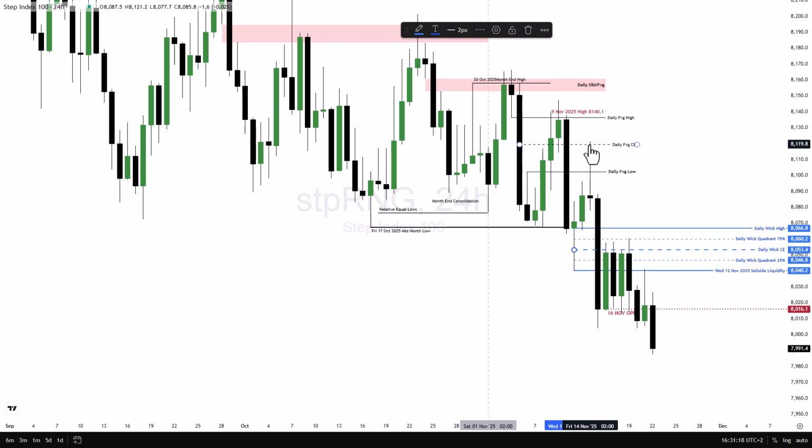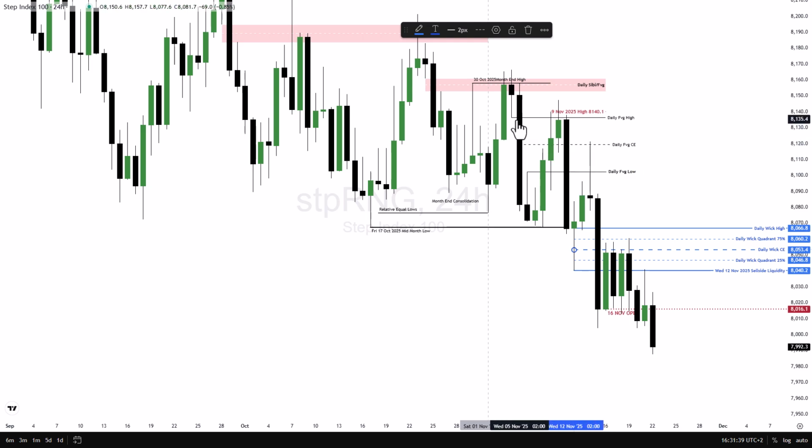It's coming up there to resist on this daily consequent encroachment. What is that? Order flow. It's tipping its hand. It's telling you, my guy, that man, I don't have the energy to go up there. It leaves a wick. I spoke about this.